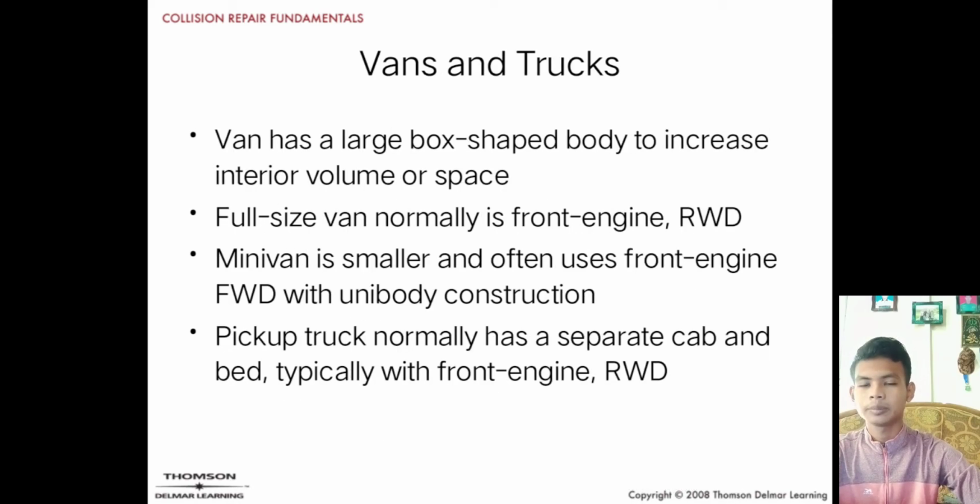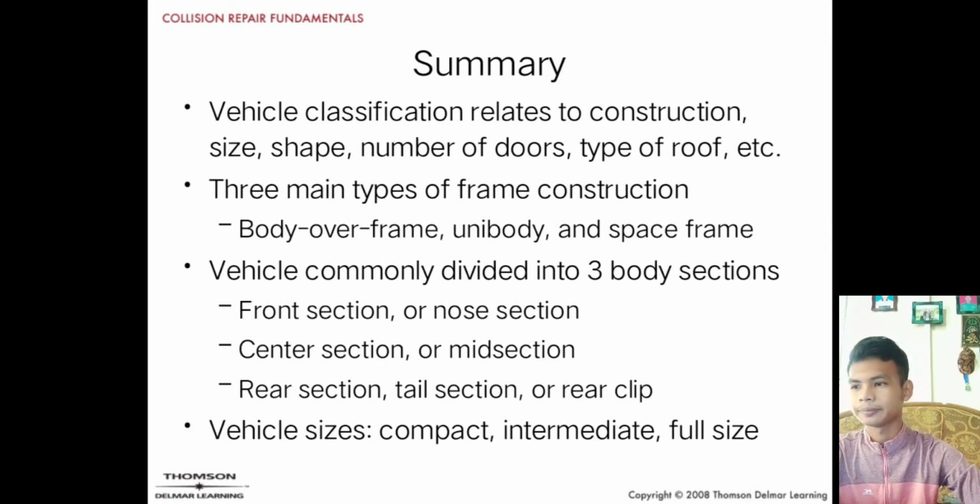Van has a large box-shaped body to increase interior volume or space. Full-size van normally has a front engine. Minivan is smaller and often uses a front engine with unibody construction. Pickup truck normally has a separate cab and bed, typically with a front engine.